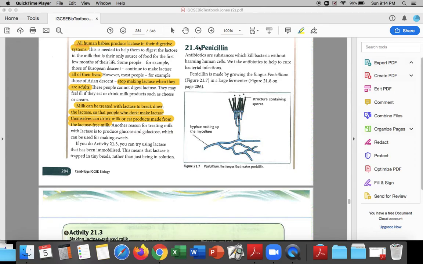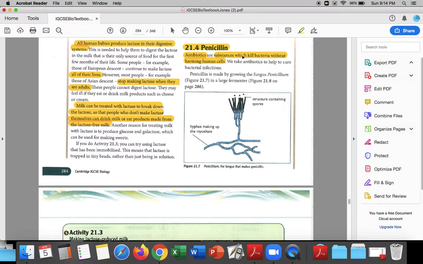Moving on to 21.4, we are going to look at penicillin and how it is created in a fermenter or a bioreactor. Penicillin is an antibiotic. Many of you have taken antibiotics throughout your life to treat various types of infections. Antibiotics are substances that kill bacteria without harming human cells.